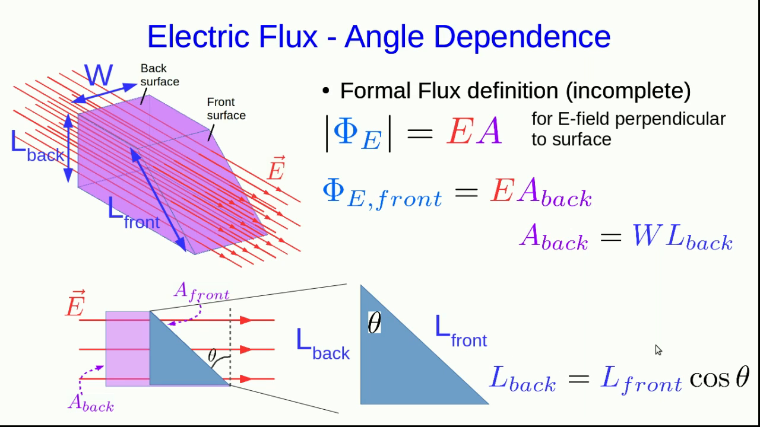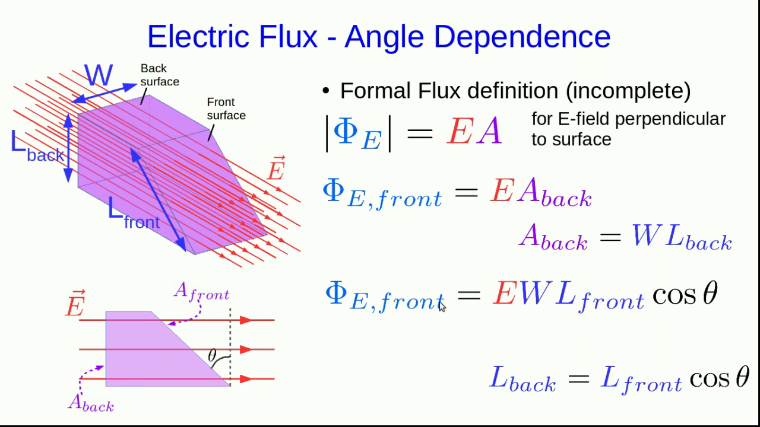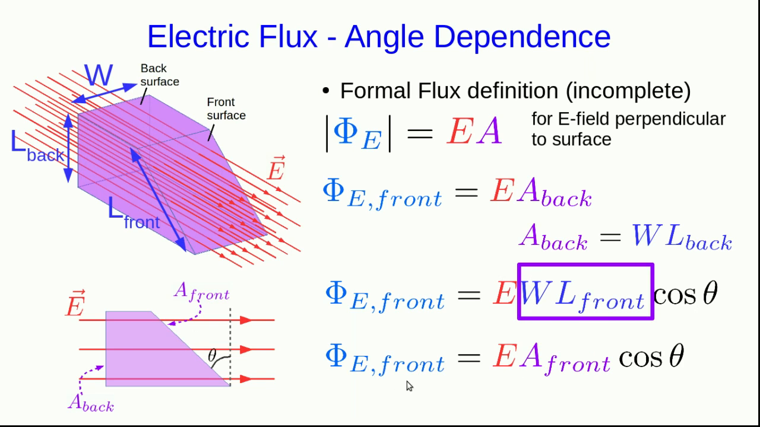Well, that's everything we need, because I can now plug that in here and get that the flux through the front is now all in terms of things to do with the front: the E field through it, the width of the front, the length of the front, and the cosine of the angle that the front surface makes with the perpendicular. And notice that W L front is just A front. And so here is my expression for the flux through the front surface.